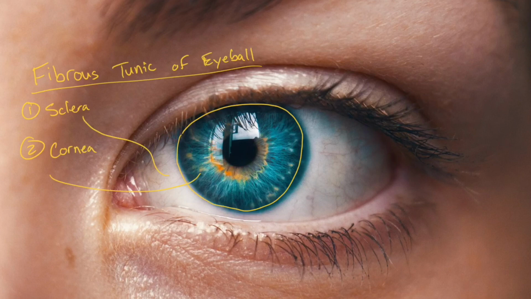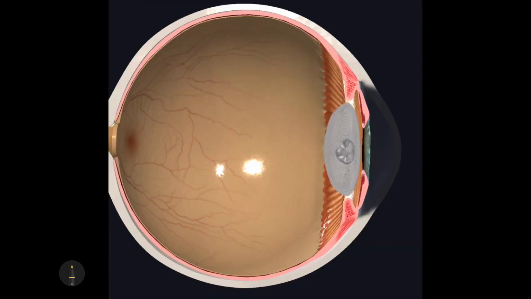Now let's go ahead and move on to the third landmark that I mentioned that's part of the fibrous tunic of the eyeball. Let me quickly review all the terms for the fibrous tunic of the eyeball again in this new image. Again, the white of the eye is going to be the sclera. And this transparent bulge right here, that's going to be the cornea.